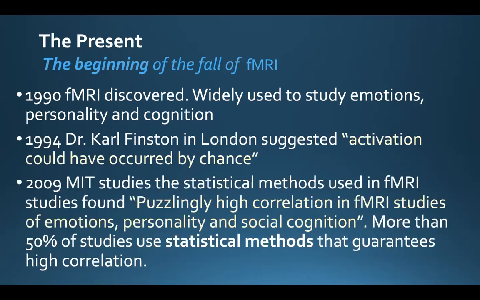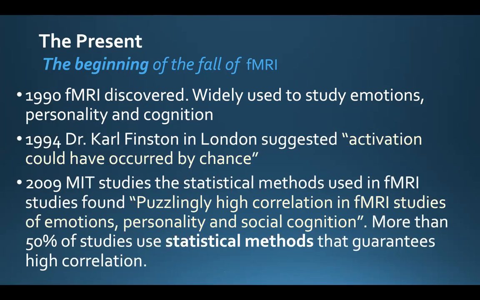2009, MIT, Massachusetts Institute of Technology, looked at the statistical method used in functional MRI. And the conclusion, and I quote, "puzzlingly high correlation in functional MRI" in small fMRI studies of emotions, personality, and social cognition. What do they mean by puzzlingly high correlation?